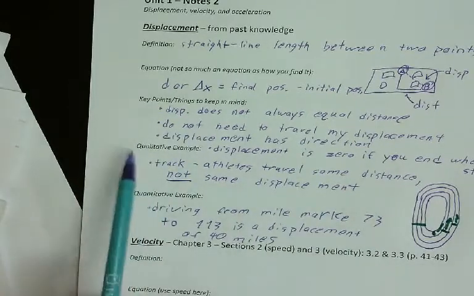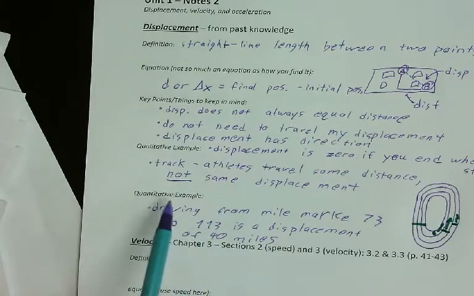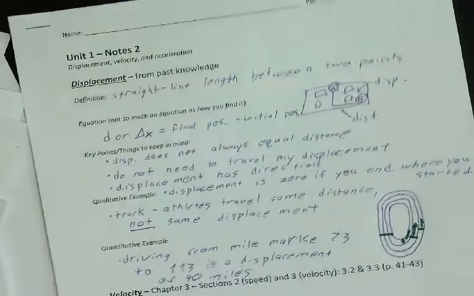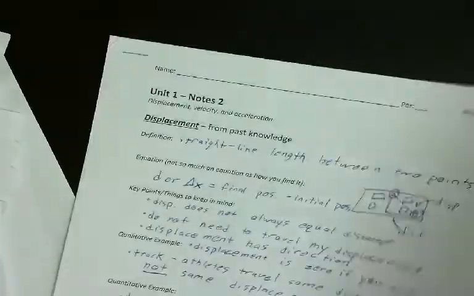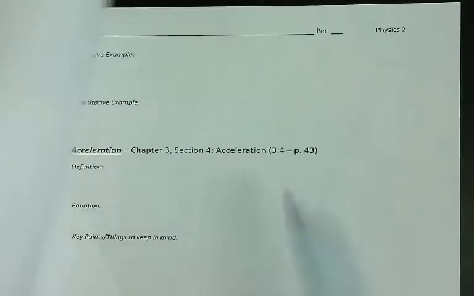Then you're going to give me qualitative examples. So one example that describes it, and then a quantitative example, one mathy thing that describes it. Okay? That can even be like a super easy problem if you want to make it up. Okay. So you're going to do that for your section, whichever you have, either velocity or acceleration. And you'll notice I have the page numbers listed there. So velocity starts on page 41 and goes through 43. Acceleration starts on page 43, and there's some stuff on there for it.